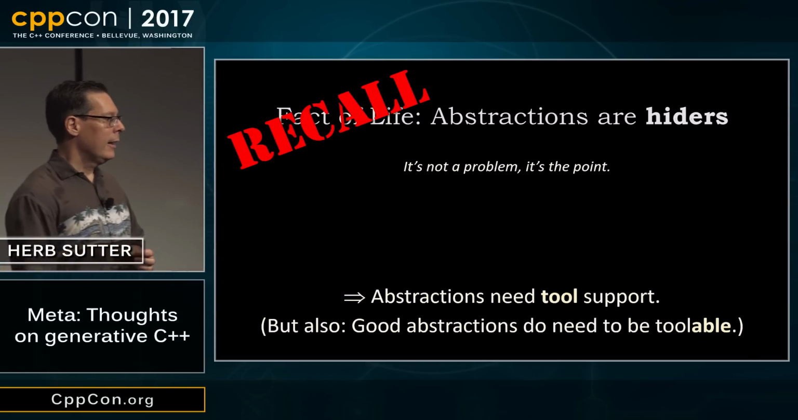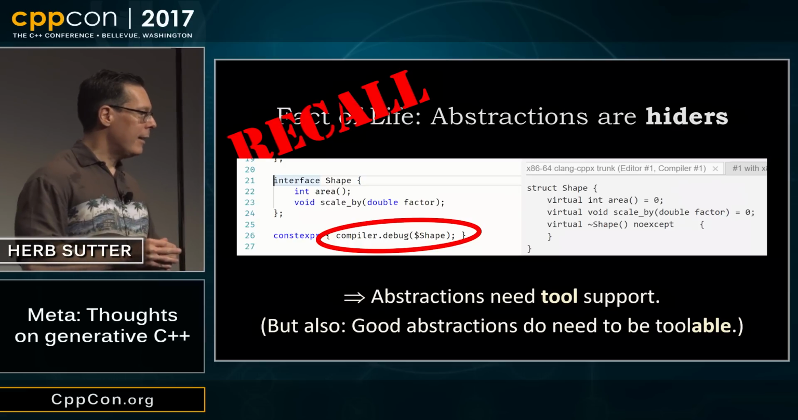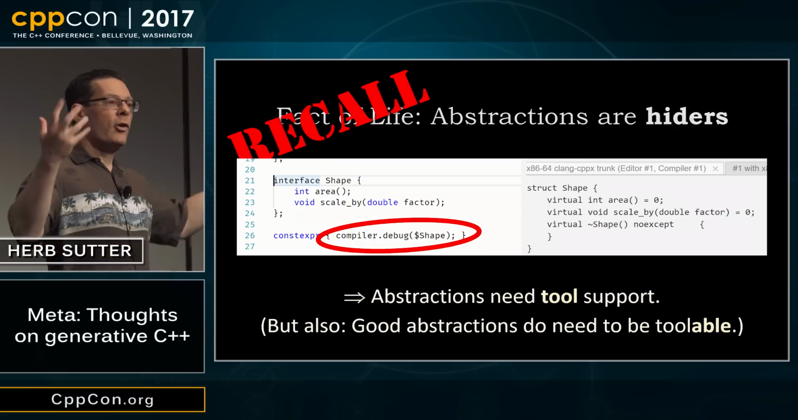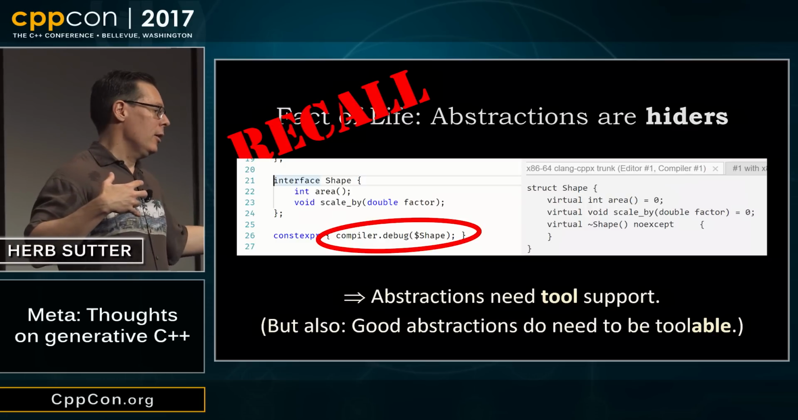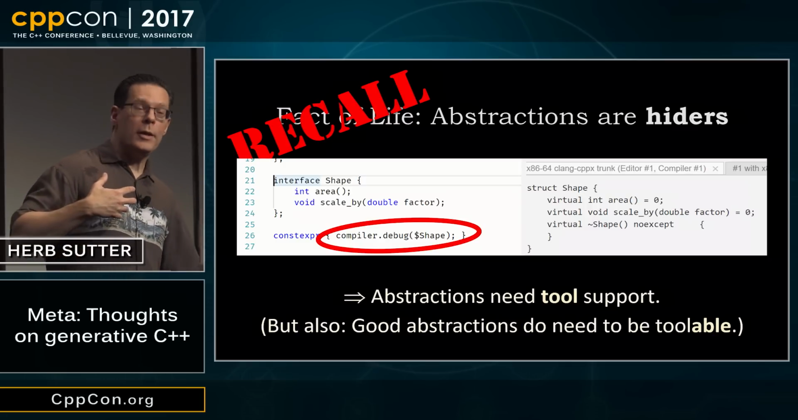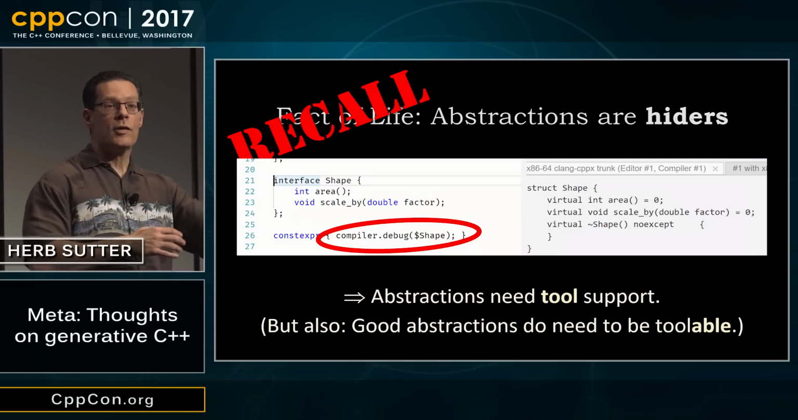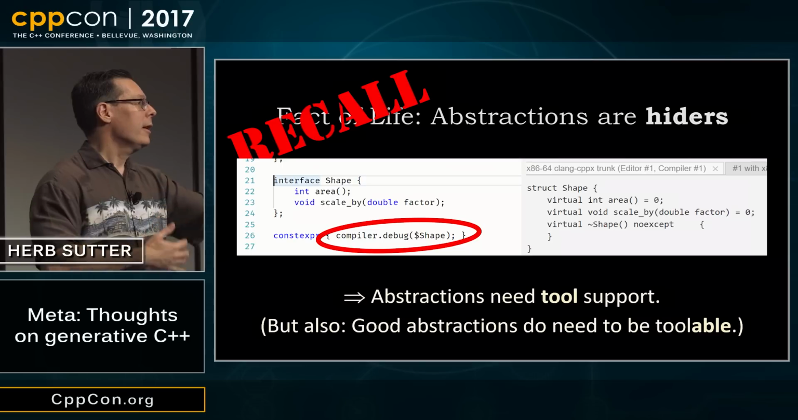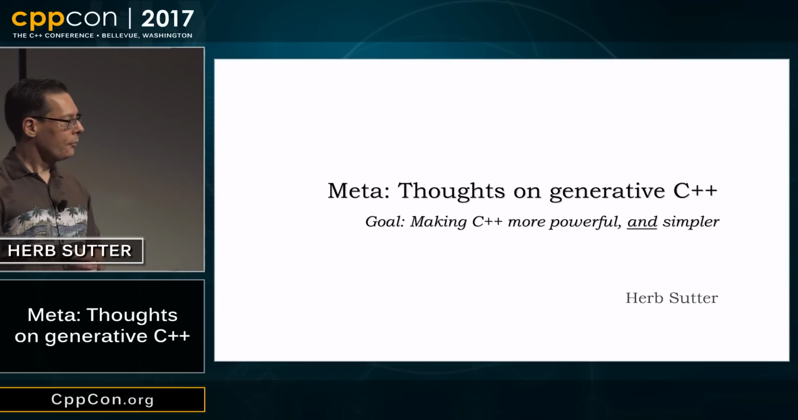So recall, abstractions are hiders, and the whole point of the example I gave is that I'm already showing you that yes, we need to expose what is generated, the actual definition. Doing that using constexpr compiler debug is a first step, but it's exactly the kind of thing that debuggers and IDEs will need to do.